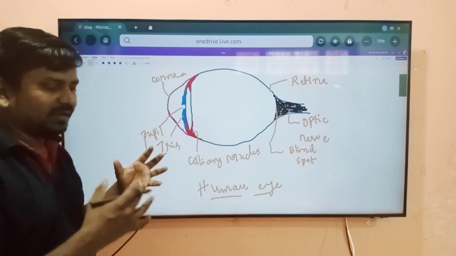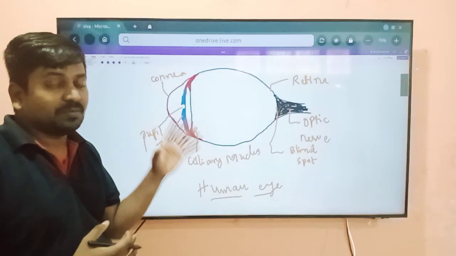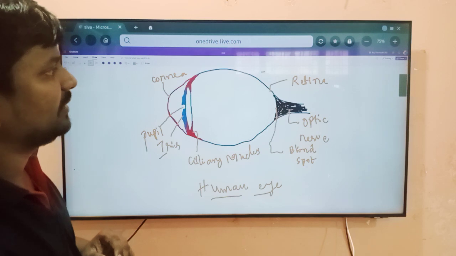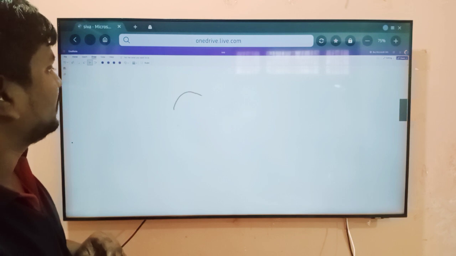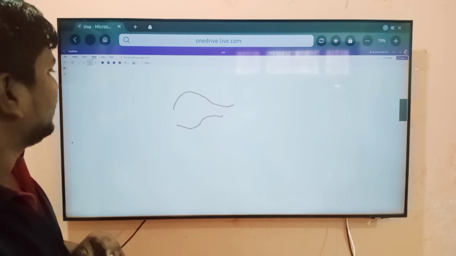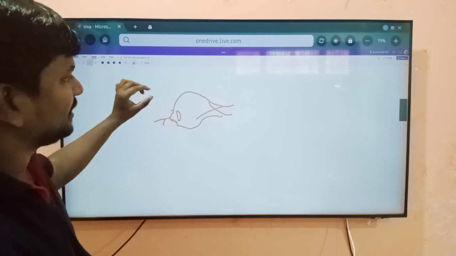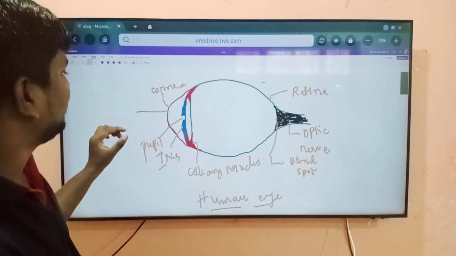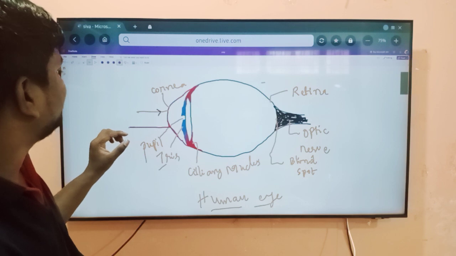Here we will discuss each part one by one. The cornea is the outermost part of the human eye, where most of the refraction takes place. When the light rays are entering, you can consider an approximate diagram like this. Most of the light rays enter here, and then most of the refraction takes place.